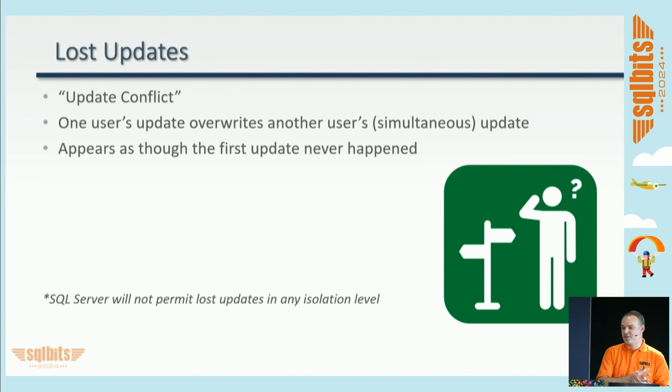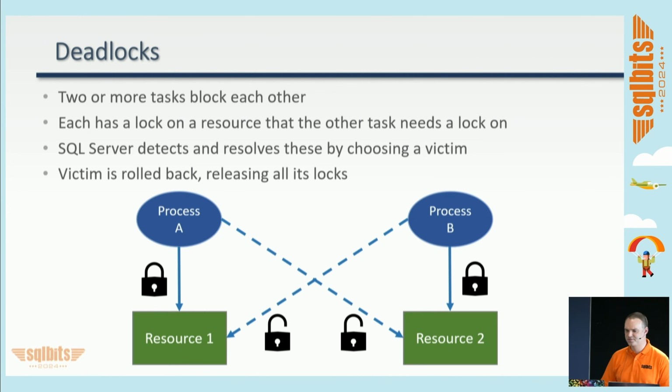There are, like I said, lost updates, or an update conflict. This is where one user's update overwrites another user's simultaneous update, and it has to be simultaneous, right? If I do an update and then milliseconds later someone else does another update, that's not simultaneous. That's just a high transaction load application at that point. But if you have two simultaneous updates, it could possibly, if there is an update conflict, end up being that the first update never occurred or appears that way. And it's important to point out that the SQL engine will not permit this in any isolation level, so it's not really an issue. I just wanted to bring it up here for completeness.